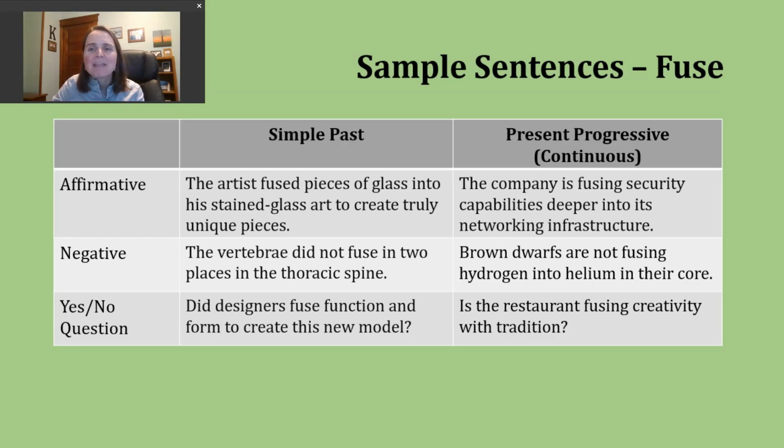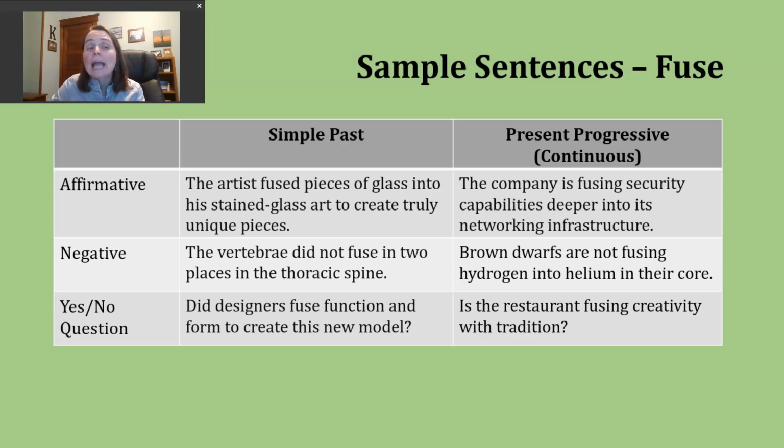Here's another example. The company is fusing security capabilities deeper into its networking infrastructure. So this is the company here would be singular, right? Like an it. So that's why you see is. We're probably discussing something that is ongoing or something that is continuing. And so they're talking about sort of combining these two things together.